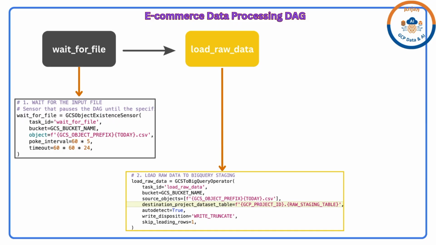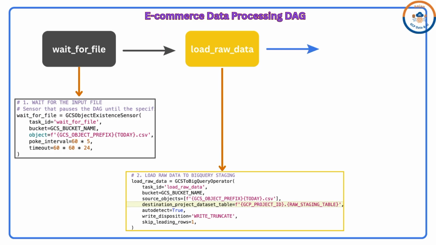The key parameters here are autodetect equal to true to infer the schema, and write truncate, which ensures we start fresh with each daily run. A single task replaces lines of boilerplate Python or manual console clicks.